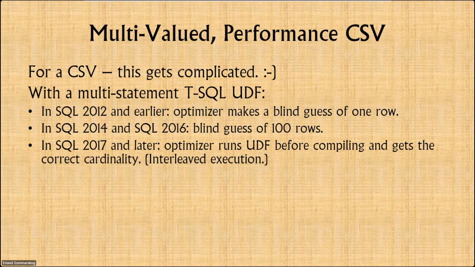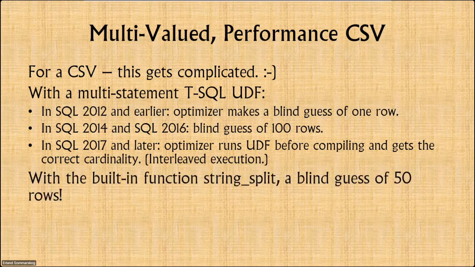What they do now is that they first run the UDF, see how many rows it returns, and then compile the rest of the query. And this will happen every time if we have option recompile. This is known as interleaved execution. So now we get on par with the TVP. We know how many rows there are. So this will work fine with an even distribution, but not if there is a skew.